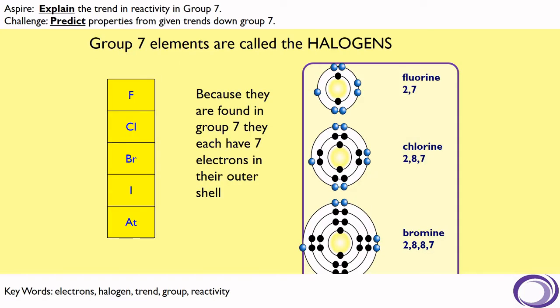Now, the group 7 elements are called the halogens. Because they are found in group 7, they all have 7 electrons in their outer shell, and because they are on the right-hand side of the periodic table, they are non-metals.